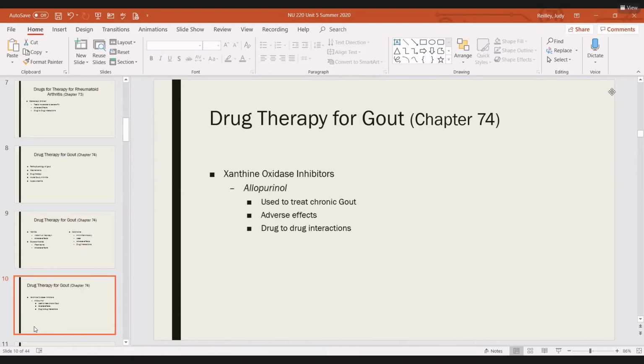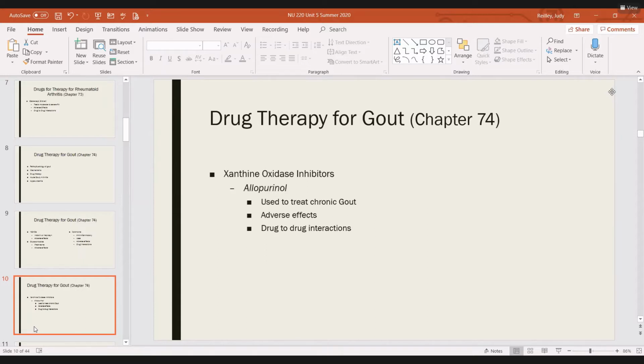Another type of medication that is used to treat gout is allopurinol. That is used to treat chronic gout. That is a common medication. You actually will see that it is given to patients who need a long-term treatment plan. The biggest adverse effect of this one can be a fatal hypersensitivity syndrome.